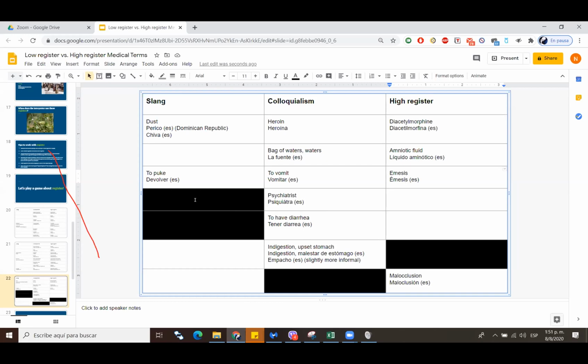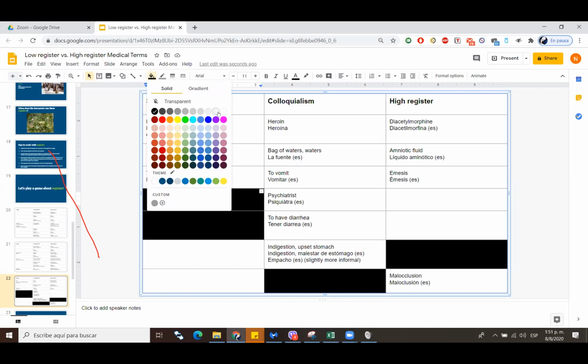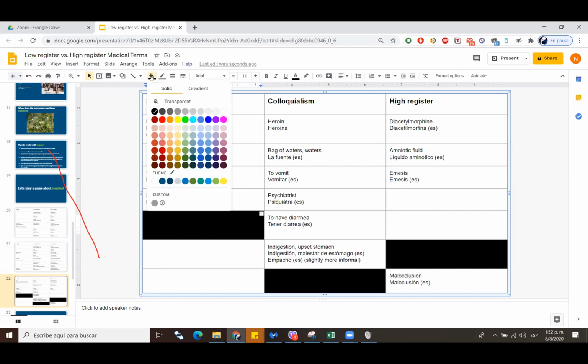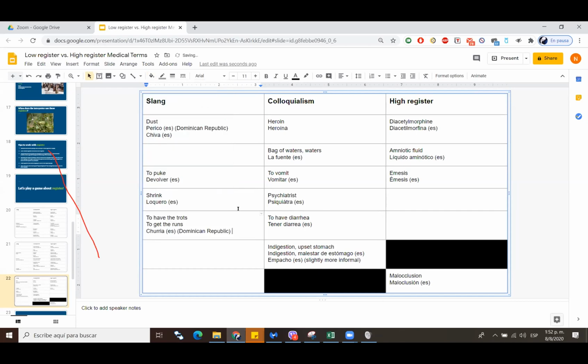Okay, psychiatrist. What's the slang term? This is used a lot on TV. Shrink. Yes, shrink. El loquero. Okay, cool. To have diarrhea. In Spanish it would be estar suelto, but I don't know in English. You can say that in Spanish, but in English it could be to have the trots, to get the runs. In the Dominican Republic we say that.